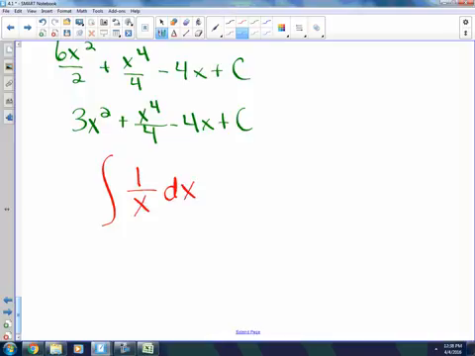Okay, here's another one. Nice little power rule. But remember, you can't do power rule until it's in the numerator. So how can I rewrite that? Okay, now you add 1 to the power and you divide by the power.